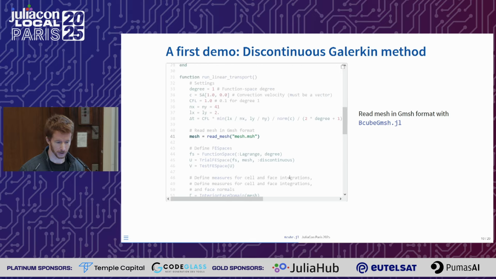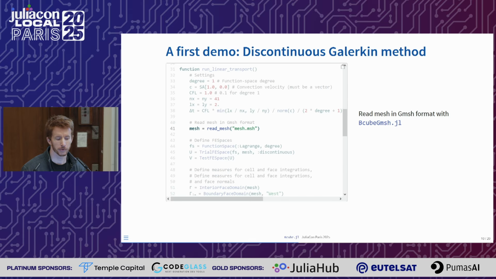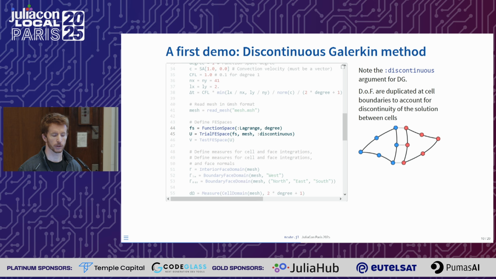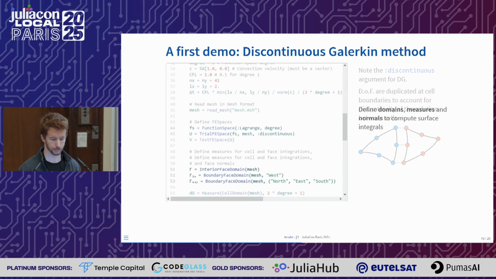Okay, sorry. The first step is to read some meshes. So here we choose to show you how to read a mesh from a gmsh file. It's very simple. Then we define the function space. The difference compared to the previous example is that we use the discontinuous keyword here to make Bcube duplicate all the degrees of freedom at cell interfaces because the solution must be discontinuous.